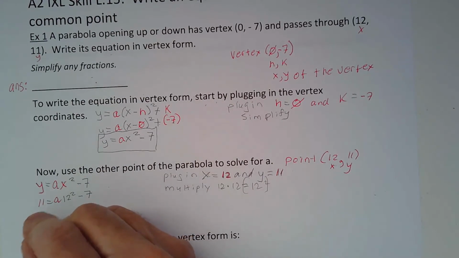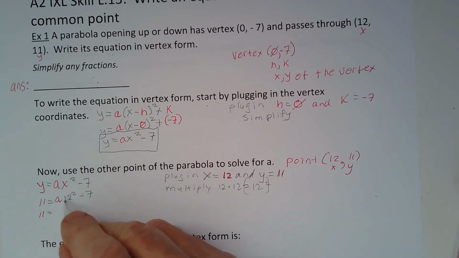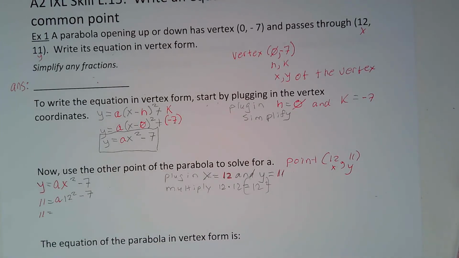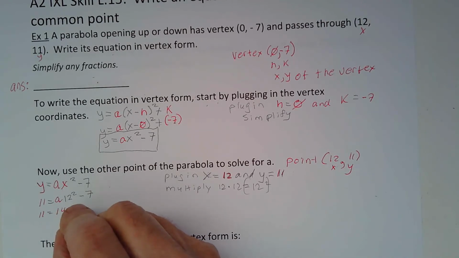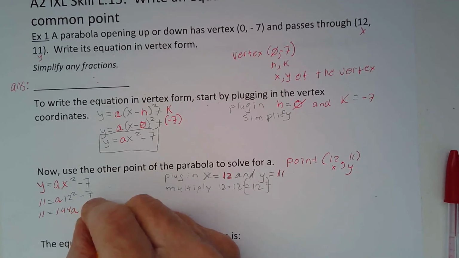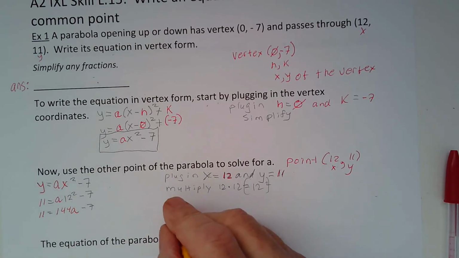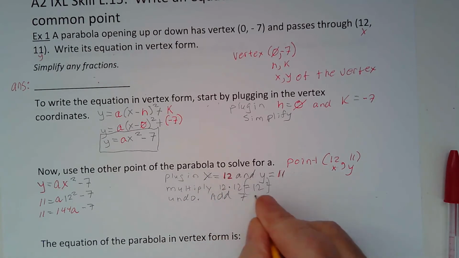So I'm going to write 11 equals, and I'm going to start to clean this up. I'm going to put the 144 in front of the a. So I'm going to write 144a minus 7. Okay, so now I'm going to add 7 to both sides.